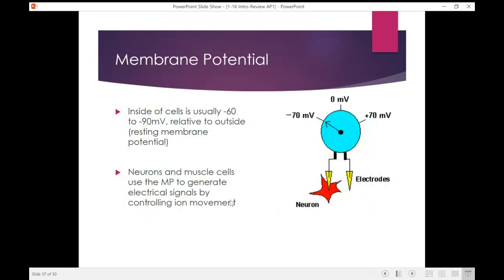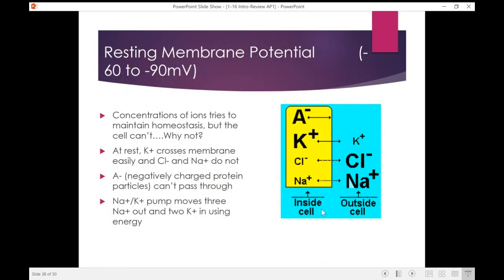Okay. Membrane potential. So remember, inside of the cells, it's usually -60 to -90 millivolts relative to the outside. We call this our resting membrane potential. Neurons and muscle cells use this membrane potential in order to generate electrical signals by controlling the movement of ions, right? Remember our sodium and our potassium. So remember that inside of the cell, our cell is okay. So if we, hold on one second, I'm going to draw you a little picture.